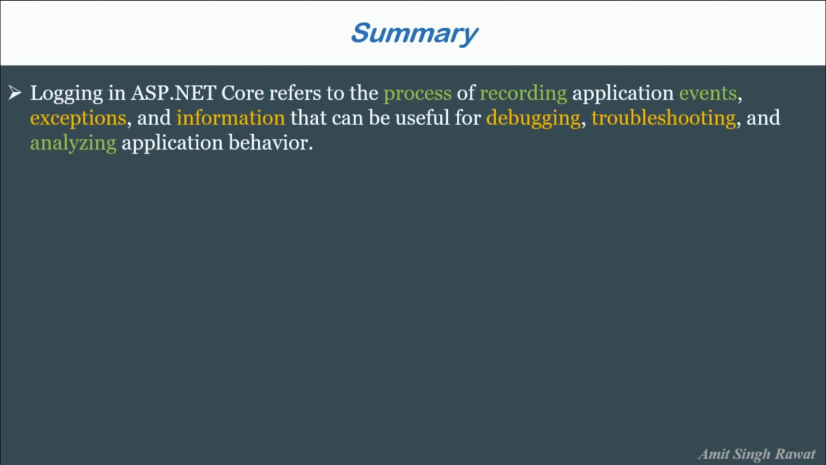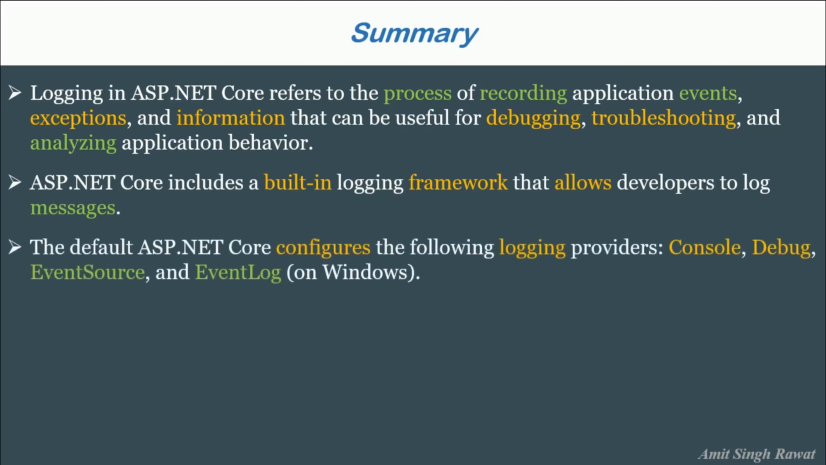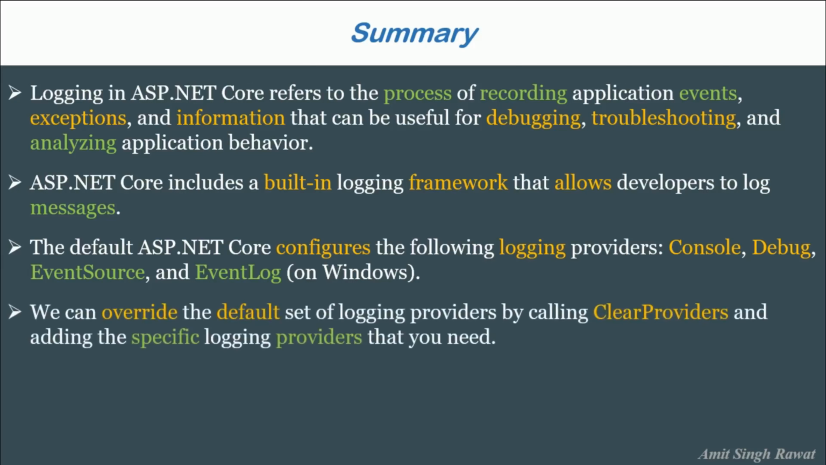Let's quickly summarize. Logging in ASP.NET Core refers to the process of recording application events, exceptions, and information that can be useful for debugging, troubleshooting, and analyzing application behavior. ASP.NET Core includes a built-in logging framework that allows developers to log messages. By default, ASP.NET Core configures the following logging providers: console, debug, event source, and event log on Windows. We can override the default set of logging providers by calling ClearProviders and adding the specific ones you need. This is very basic information about logging, and we will cover logging in more detail in our upcoming videos.